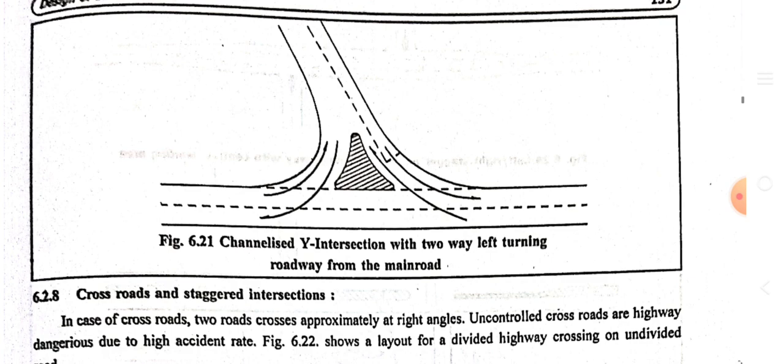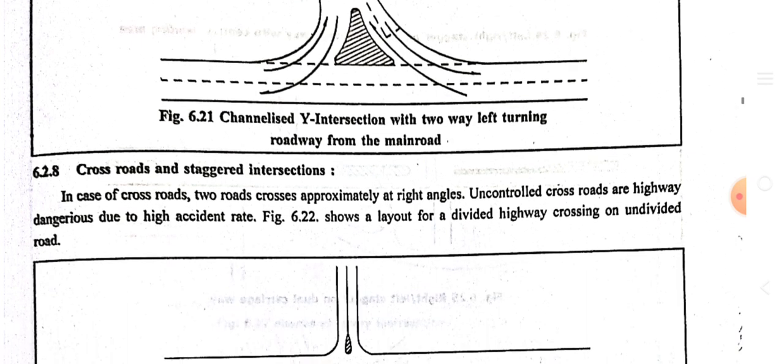Now next is 6.21, the channelized Y section with a two-way left turn roadway from the main road provided. Here a triangle shaped island is provided at the intersection point. So this is the type of channelized section at a Y intersection point.